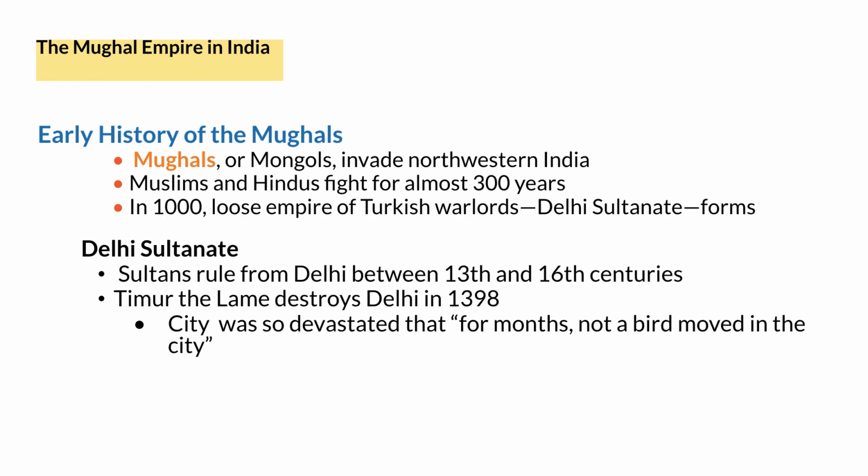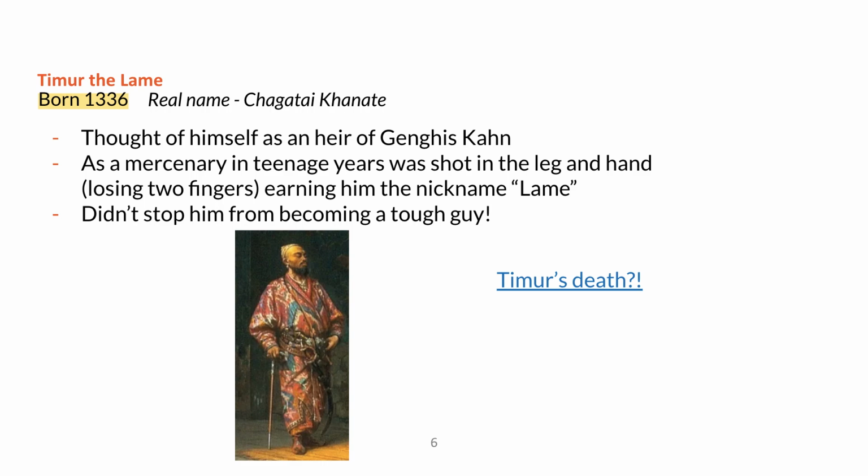So if we move on down the road, we've got this guy. His name is Chagate Takate. I don't know how to say any of these words. It doesn't really matter to me. He was a relative of Genghis Khan. As a teenager, he was a mercenary. A mercenary. Oh, this is Timur the Lame. Sorry. A mercenary means someone who's paid to fight wars. It's where he's shot in the leg and loses 2 fingers, but it didn't stop him from becoming a tough guy. In fact, this guy carries around a pimp stick, which I guess looks pretty cool too.